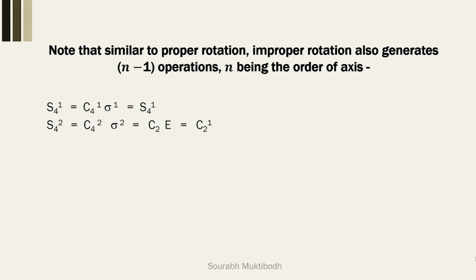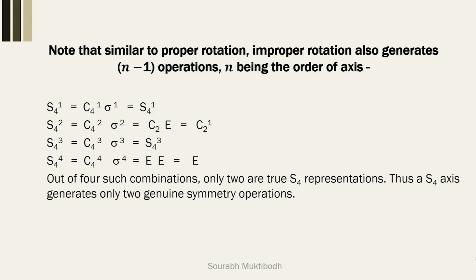Now C4^2, that means it is C2, that is rotation by 90 degree twice is as good as rotation by 180 degree once. So C2 and sigma^2 is E. We have learned that if n is even, we get identity. So S4^2 is equivalent to C2 and therefore it does not exist separately. S4^3 cannot be changed, so it remains S4^3, and S4^4 is obviously going to be identity. So S4 axis generates two genuine S4 operations. They are S4^1 and S4^3 respectively.